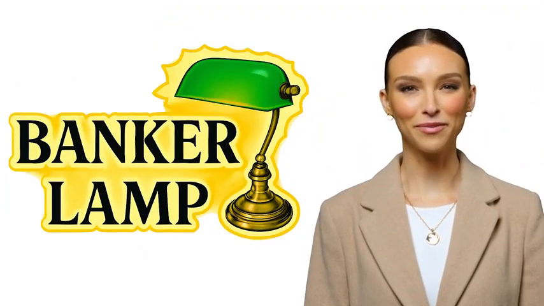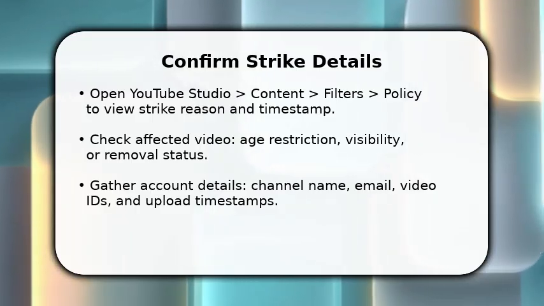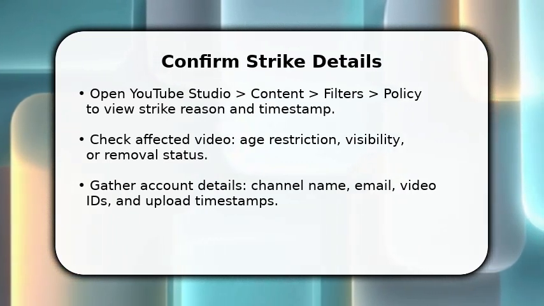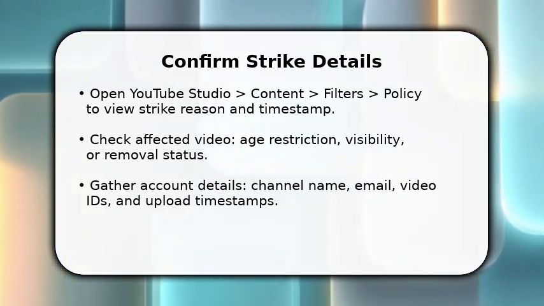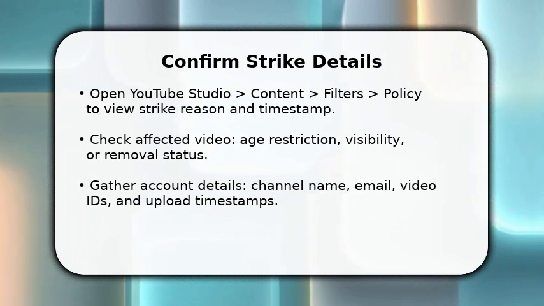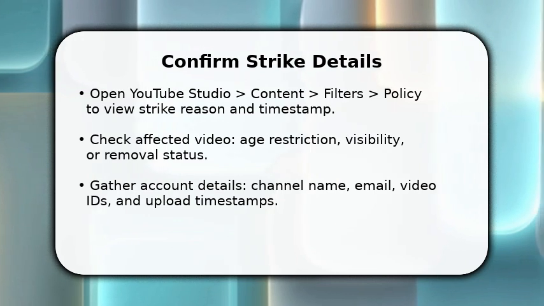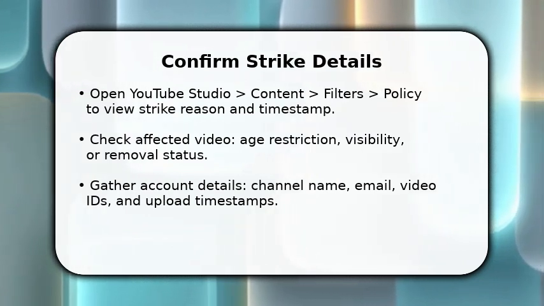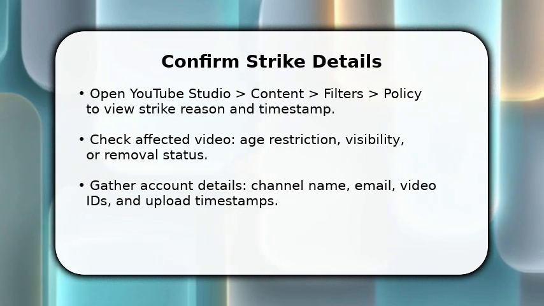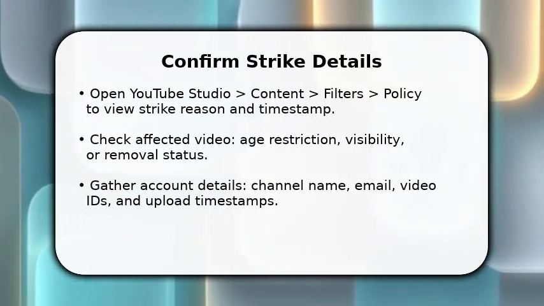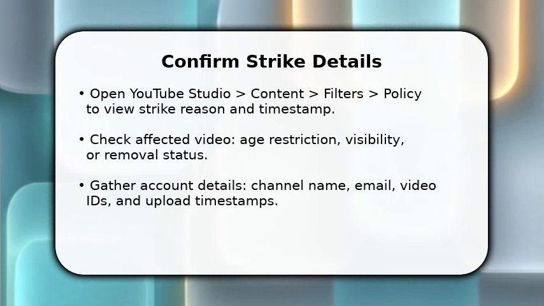Please enjoy the video. You immediately confirm the strike specifics in YouTube Studio so you know what to address. Open content and find the flagged video, note the exact policy cited and the timecode where the issue appears. Once done, collect your channel info, video ID, and any context like licenses or permissions. This saves time when disputing.